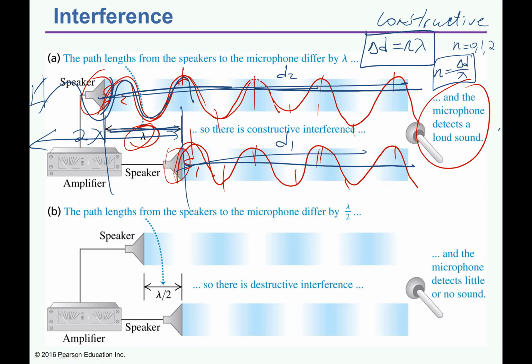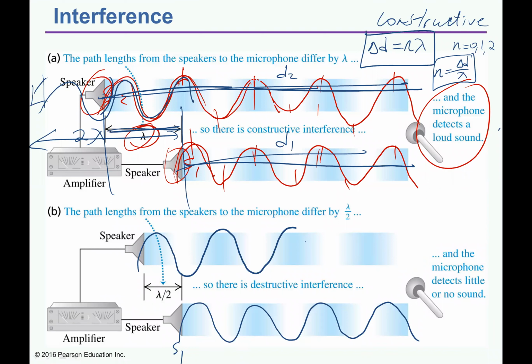The next is here. So again, here's source one. So crest, trough, crest, trough, crest, trough, crest, like that. And here's the second one. So you can see crest, trough, crest, trough, crest, trough, and like this. And you can see when the speaker 2 reaches the speaker 1, it's a trough and a crest. And when it's a crest, there's a trough.